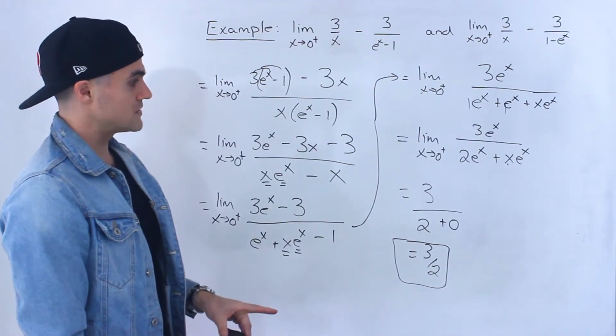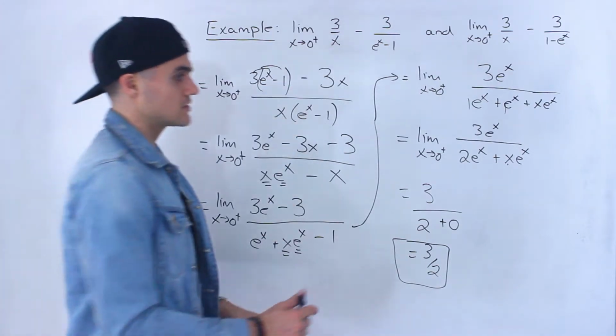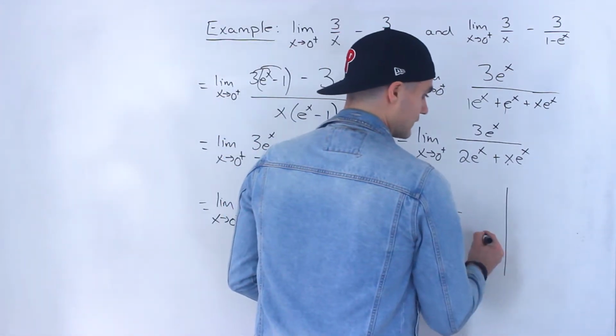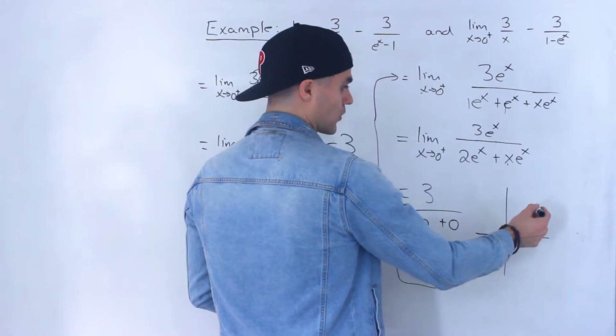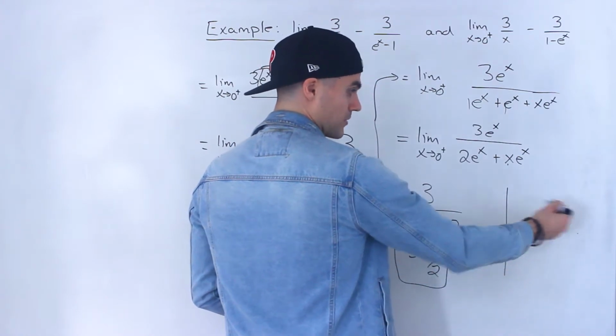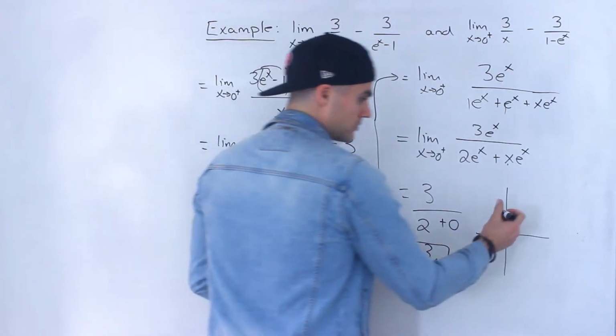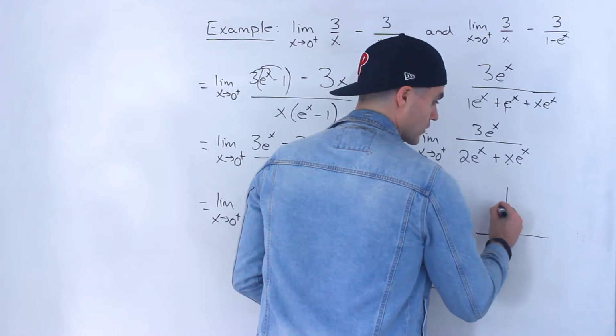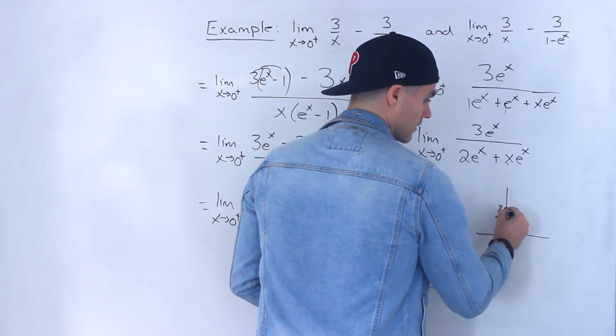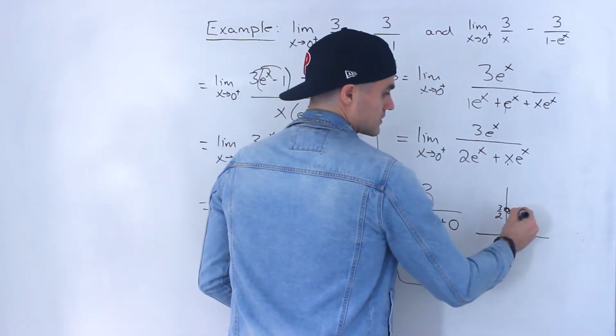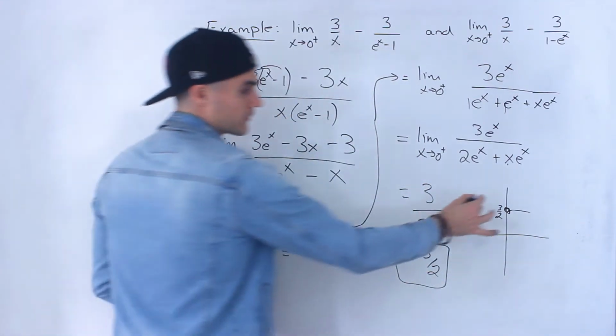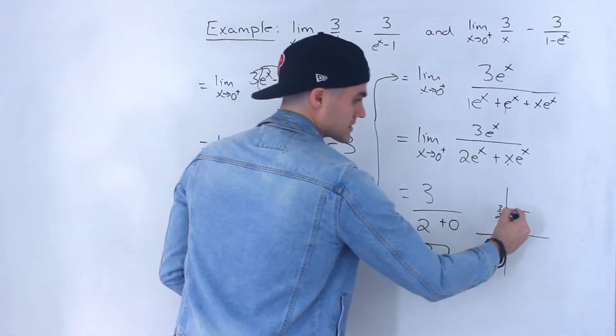Right? So what's happening, I don't know how this function looks, but definitely what's happening is as we approach 0 from the positive side, we're going to be approaching a y value of 3 over 2, and it's going to be a hole there. Right? So it's going to look something like that. I don't know whether it goes up or down, but let's say it's just like this.